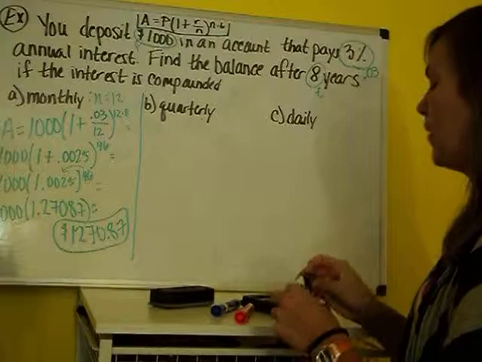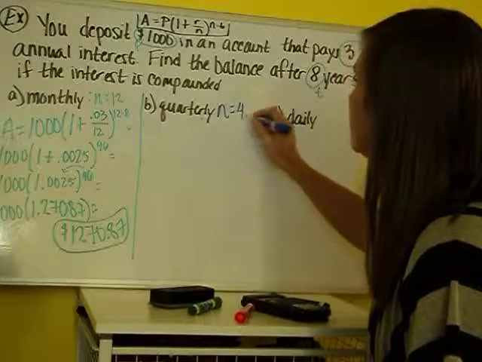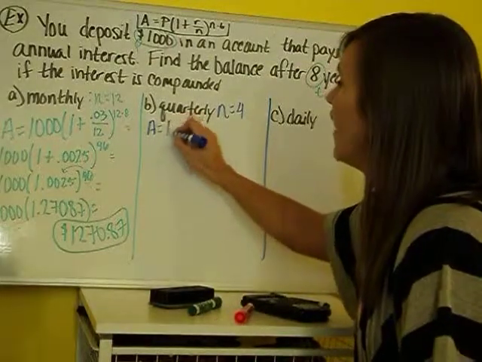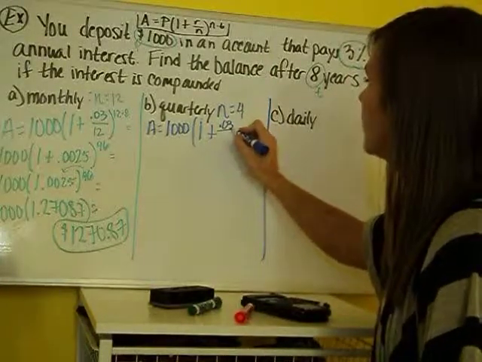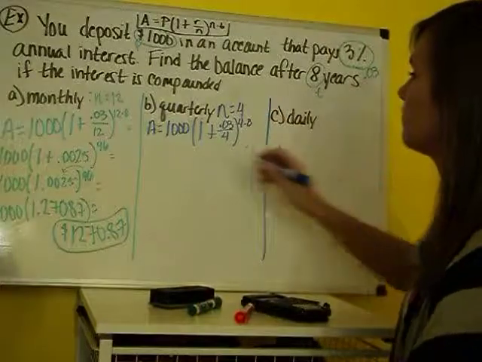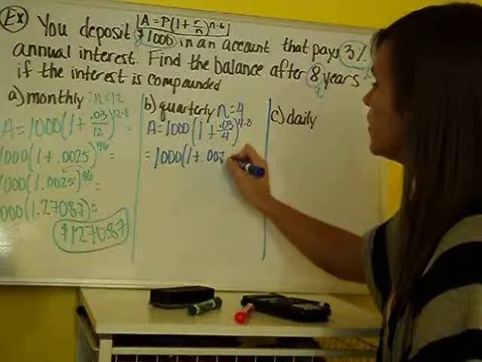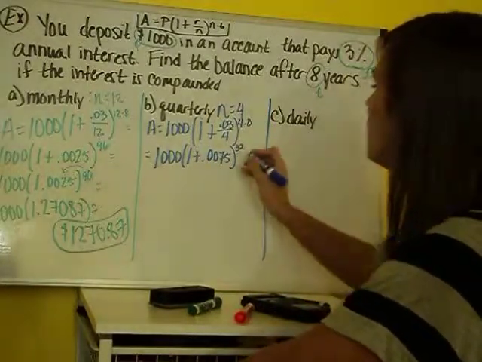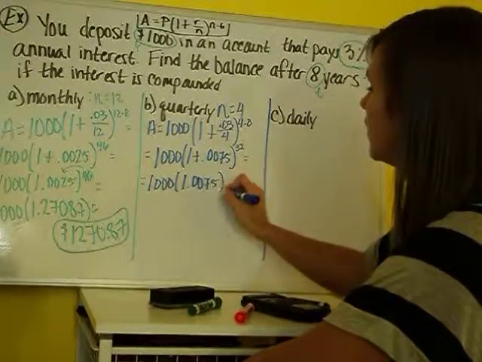Okay? If we're compounding quarterly, that means that we are going to compound this 4 times within the year. So that means our N is going to be 4. Okay? Our P, our R, and our T still remain the same. So we're going to have A equals 1,000 times 1 plus R divided by N, 0.03 divided by 4, to the 4 times 8 power. Okay, so if we simplify that, we have 1,000 times 1 plus 0.0075 to the 32nd power. Okay, we add what's in our parentheses. So we have 1,000 times 1.0075 to the 32nd power.